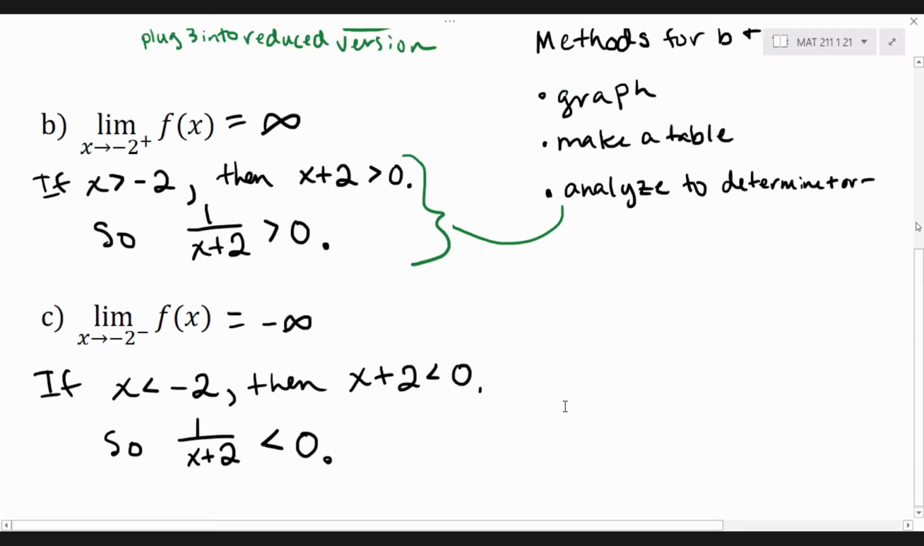And you'll accept any one of those as work? Yes. Okay. Do we have to say which method we used? Yeah. I think if graphing is the only one that you wouldn't have something written down. So if you graphed it, you can say by the graph, or I graphed it, or something like that. If you make a table, then that should be in your work. Or if you do this analyzing, that should be in your work too.